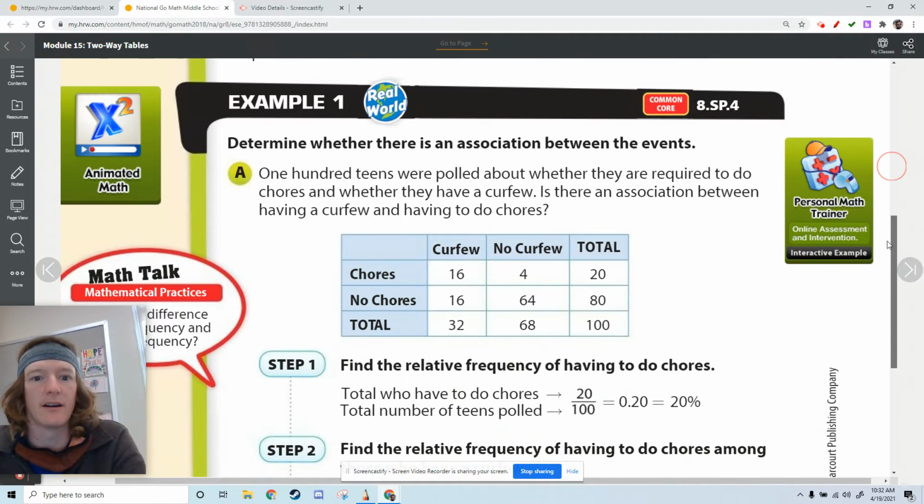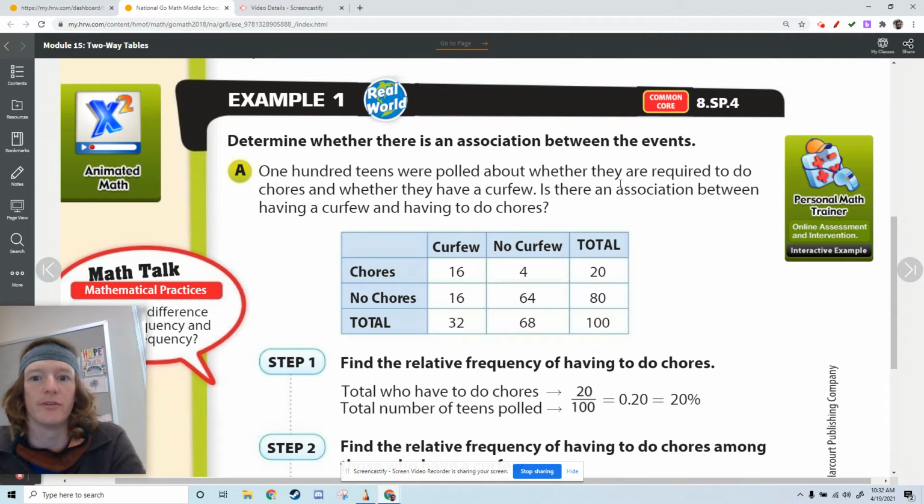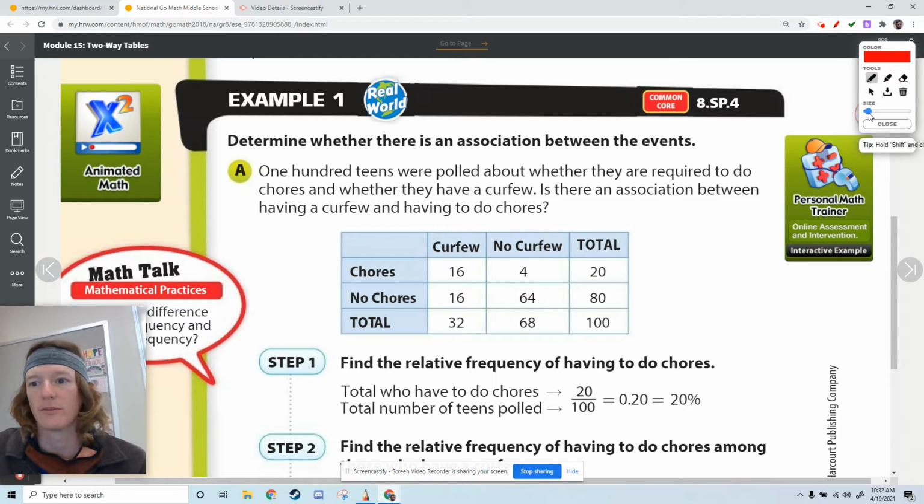We've got 100 teens who were polled about whether they are required to do chores and whether or not they have a curfew. So we have chores and no chores. We've got curfew and no curfew. So is there an association between having a curfew and having to do chores? Do people who have curfews usually have more chores? Well, let's check. First off, let's find the relative frequency of people who have to do chores.